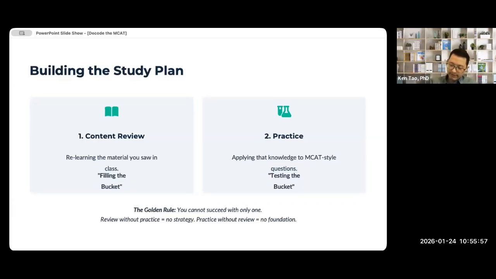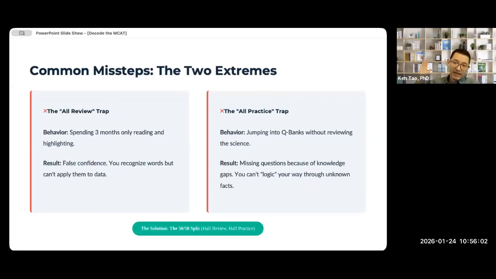So what are some mistakes that students will often make here? Well, a mistake that's often made is essentially doing too much of one and not enough of the other. Sometimes I'll hear from a student and they'll say, oh yeah, when I was studying for the exam, I really wanted to focus on content review. So I spent 3 months really just reading the science content in immense detail. I took super detailed notes. But the problem is that my exam came up and I realized I needed to start doing practice.